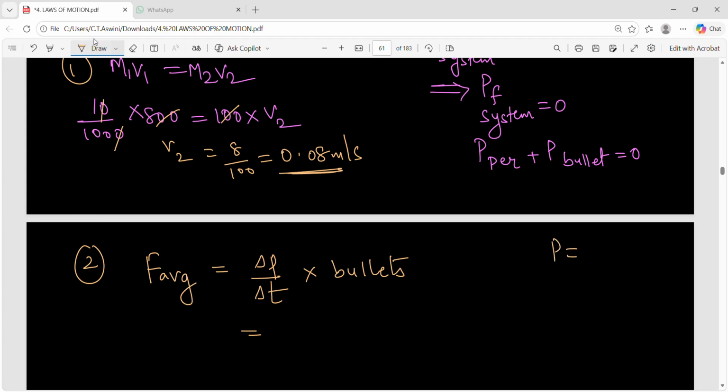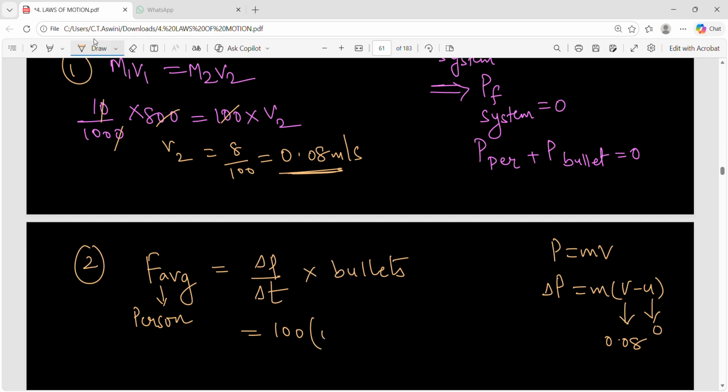What is change in momentum? Momentum is m into v. What is change in momentum? It is m into change in velocity, v minus u. So they are asking average force on the person. So what is the person's initial velocity? 0. What is the person's final velocity? 0.08. So just substitute now.